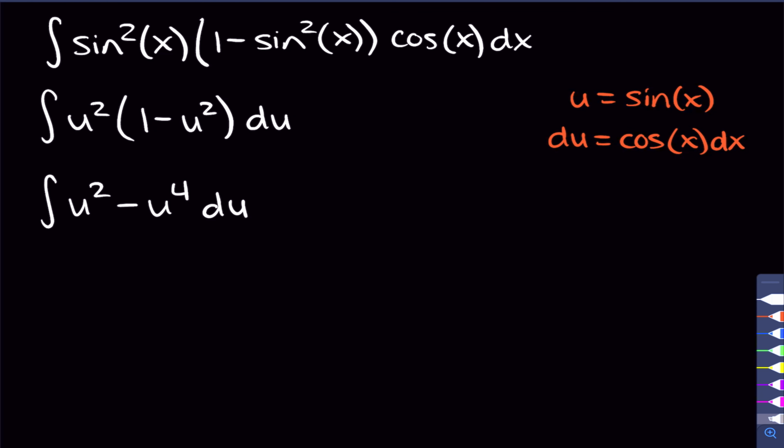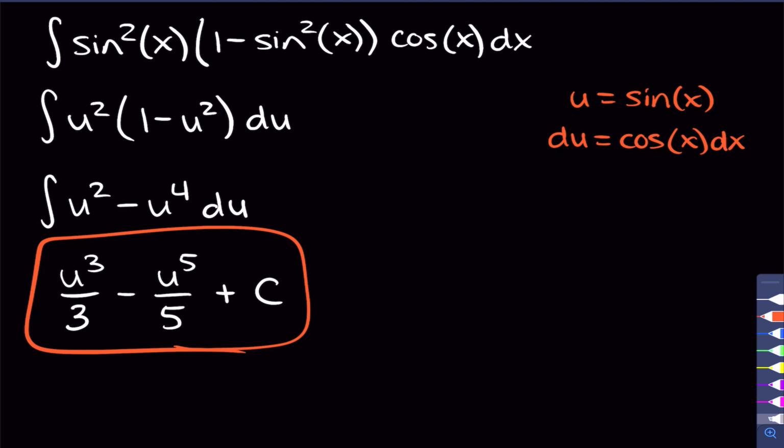Okay, so now let's go through and integrate here. We can integrate u squared, that's 1/3 u cubed, or we can write that as u cubed over 3. And then we have minus the integral of u to the fourth, that's u to the fifth over 5. And that'll be plus c. So now that we put our plus c in, that should be our answer, right? We're all good. Well, not quite.